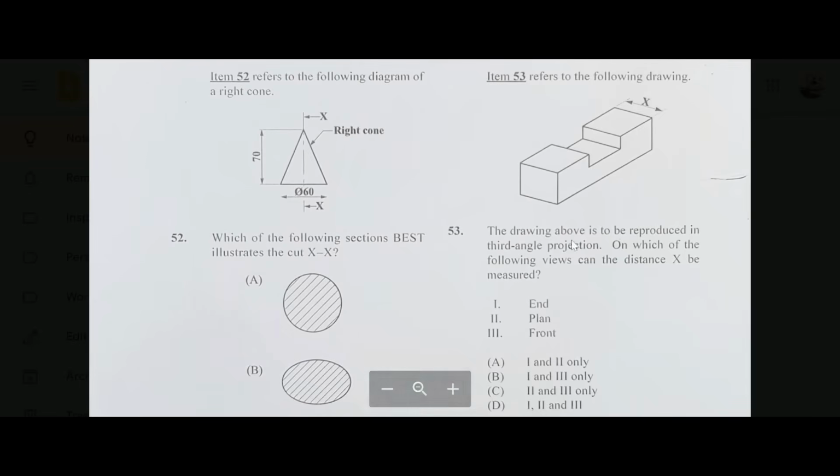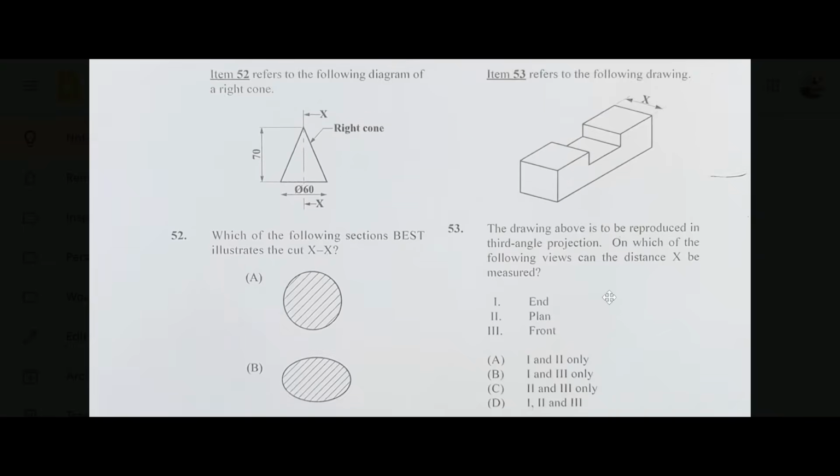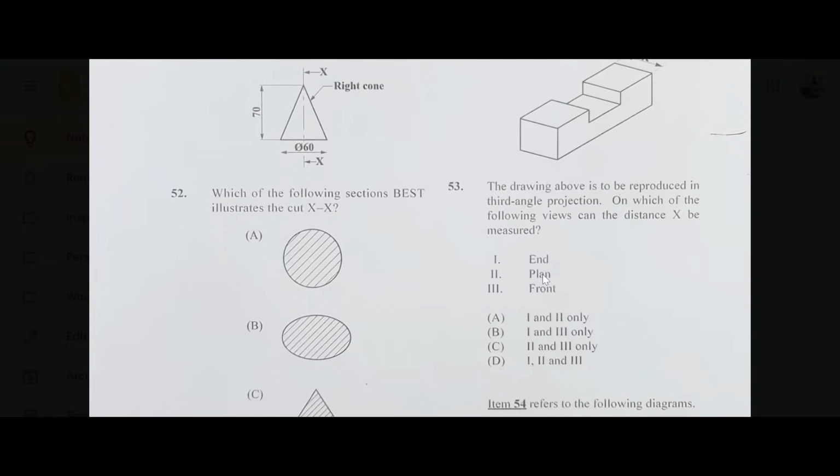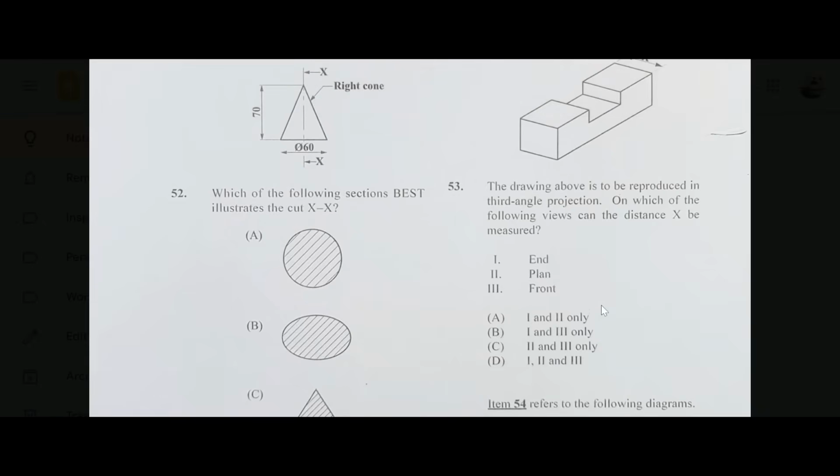Number 53, the drawing above is to be reproduced in third angle projection. On which of the following views can the distance x be measured? End, yes. Plan, yes. Front, no. So 1 and 2, the answer is A.